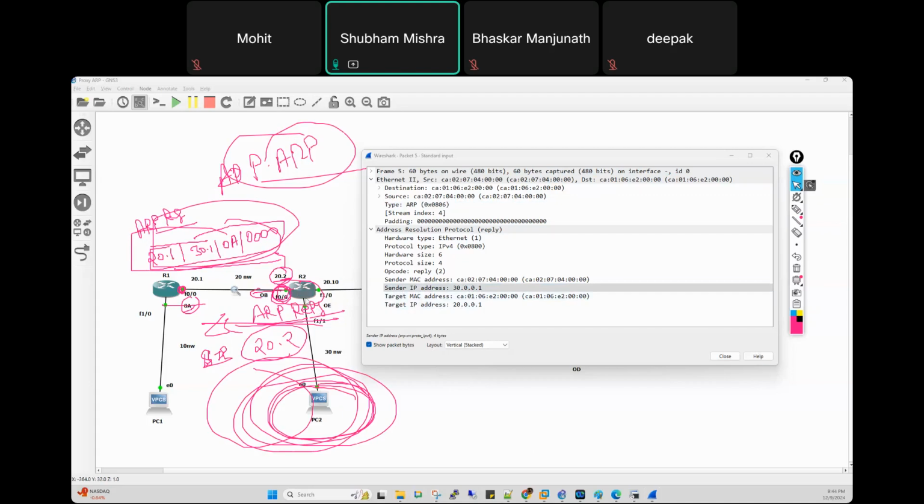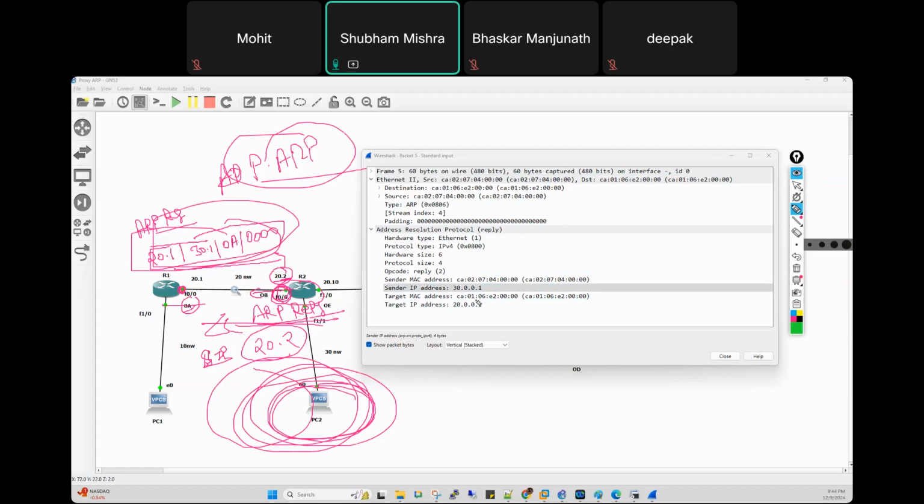Even though R2 is not 30.1. Who is 30.1? PC2 is 30.1. But R2 is sending the reply. But again, there is one more question an interviewer can ask you. Is this possible every time? The answer is no. Guys, please remember, R2 will generate the proxy ARP reply only and only when there is a condition.